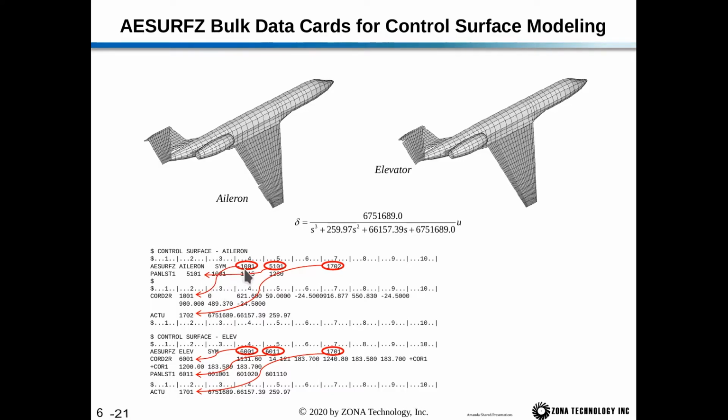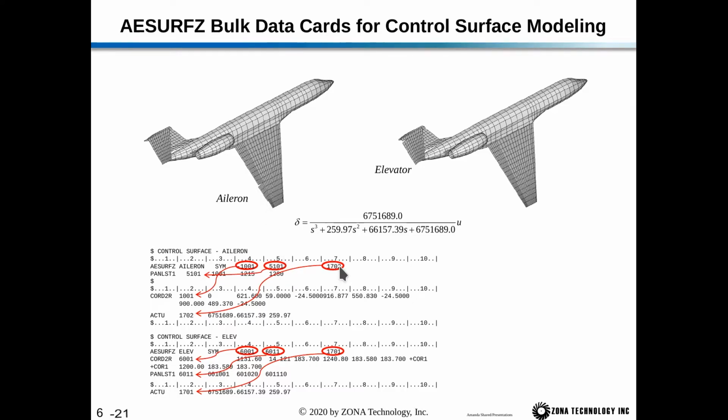So the Cord 2R bulk data card here defines the hinge line axis. So the minus 1001 means to use the z-axis of this Cord 2R card. So the z-axis of the Cord 2R card defines the hinge line here. The 5101 refers to the pan-LST. This defines the boxes. So we use the pan-LST1 card, which is the easiest for defining a control surface. So that just specifies this box ID and this box ID, and then we get this square rectangle of boxes here to define the aileron.